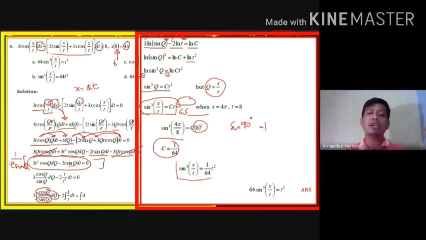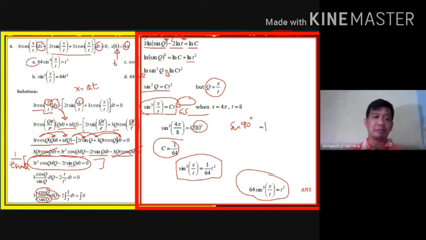Then sine cube x over t, the value of c is 1 over 64 t squared, or using cross multiplication, giving you 64 sine cube x over t is equal to t squared. So that will be, of course, A. 64 sine cube x over t is equal to t squared. So that will be our answer.